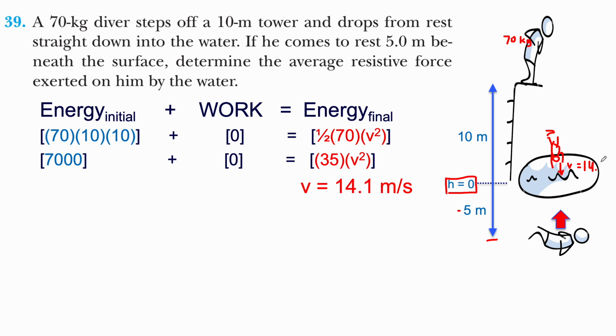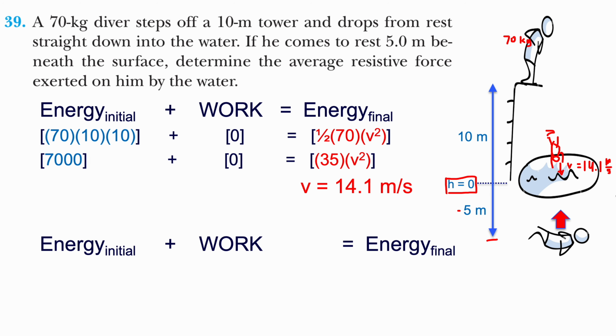This is actually not required to solve this problem, but I thought it was kind of interesting. So that's how fast he's moving. And now what's going to happen? Well, once he hits the water, his initial energy is kinetic and no gravitational because h equals 0. Final energy, though, he's stopped. This final velocity is 0, so no kinetic. But it does have negative gravitational potential energy, because the height is below 0.